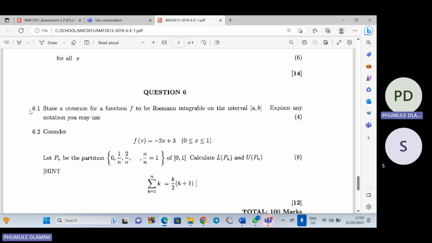So in this question, it says, state a criterion for a function f to be Riemann integrable on the interval [a, b]. Explain any notation you may use. The criterion they are talking about is the definition that I just gave you. Do you still remember it? No, I forgot the definition.